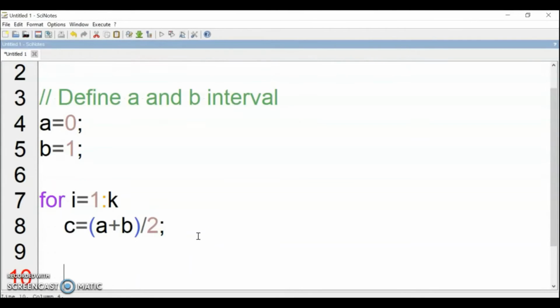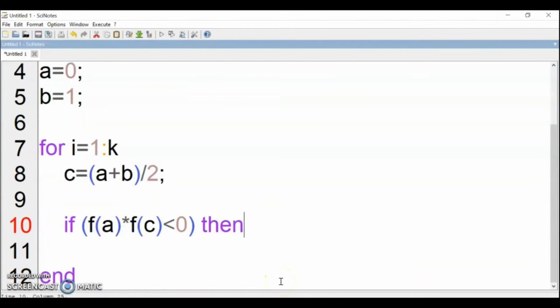And then let's have this if statement. If, okay, we have a function, so I need to define my function. Okay, so that's good to know. So let's do that first. If fa times fc less than 0.